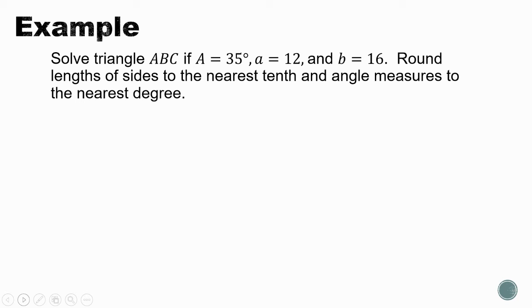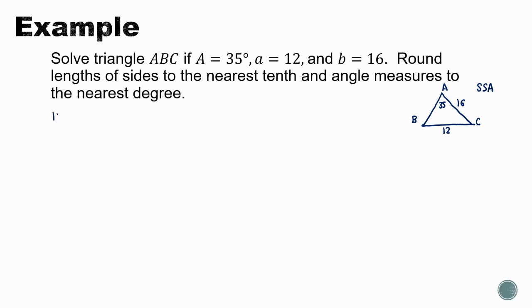All right, let's look at this one. We want to solve triangle ABC. So once again, I'm just going to kind of sketch what could be the triangle ABC. We know angle A is 35 degrees, side A is 12, and side B is 16. So notice that we have two sides and an angle not included. So that's why this is going to be the ambiguous case.